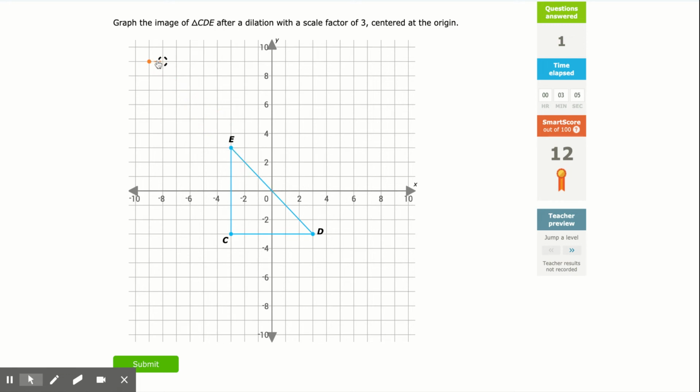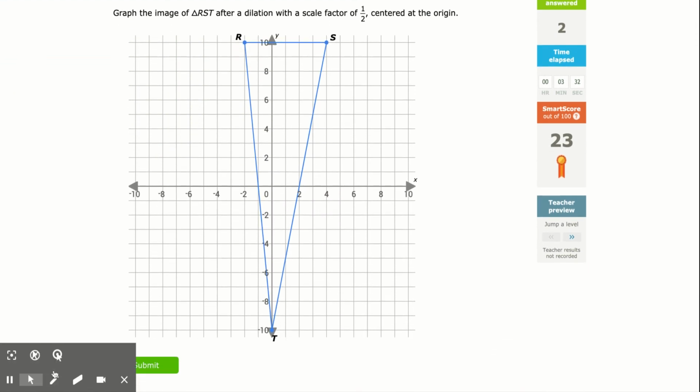X is 3 times as big, Y is 3 times as big. So here, my X is going to be 3 times as big, which puts me out to 9. My Y is 3 times as big, which puts me out to -9. And again, 3 and 3 means I'm going to be out to 9 and -9, just like that. So it's a lot bigger about the origin. We're always doing it about the origin.